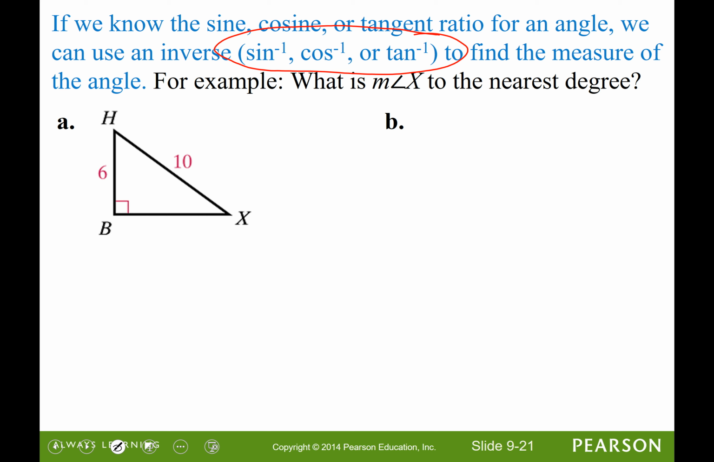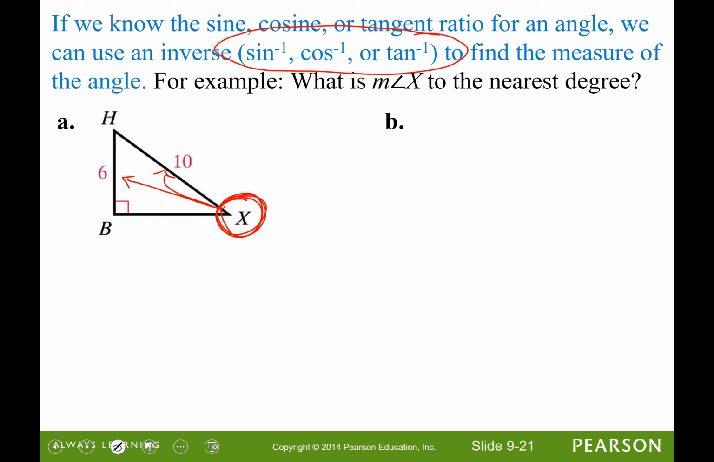For example, what is the measure of angle X to the nearest degree? Okay. All right, you guys, you can do this. Your goal is to find the measure of angle X, but we want to start by writing an equation with the letter X in it. I'm going to help you get started. Circle the X. Now I'm not going to draw 3 arrows this time. I'm only going to draw 2.